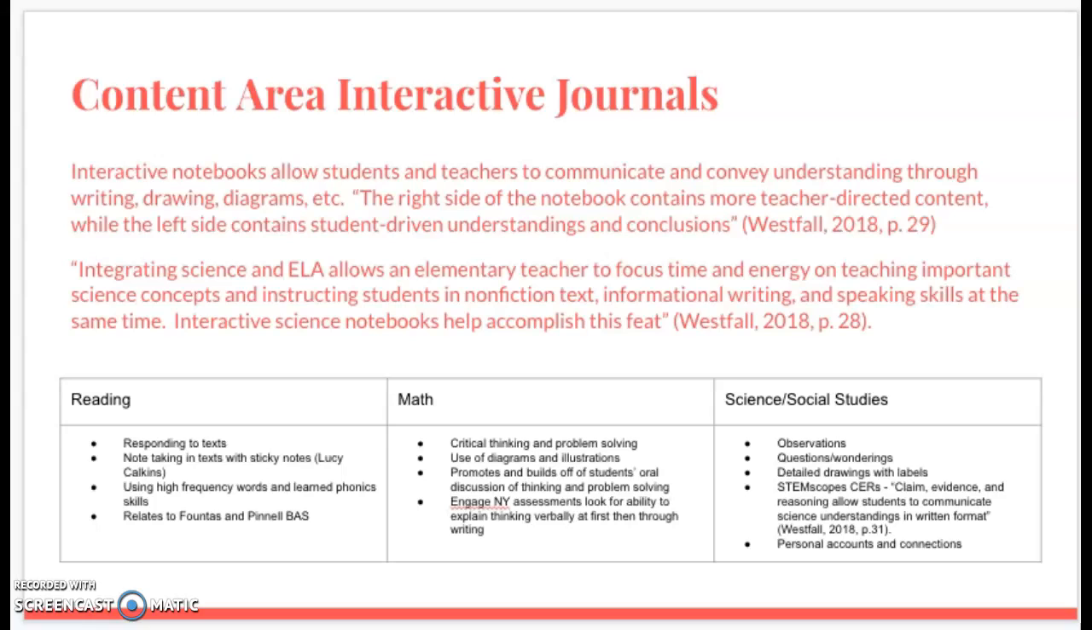For science and social studies, students can use drawings, writings, labels for observations, for questions and wonderings they have, as well as personal accounts and connections to topics. We use the curriculum STEM scopes, which utilizes CERs, which are claim, evidence, and reasoning. These typically come as a quick assessment at the end of different units. And claim, evidence, and reasoning allow students to communicate science understandings in a written format. Again, it can start off orally, it can then turn into using pictures, diagrams, and eventually into written word.